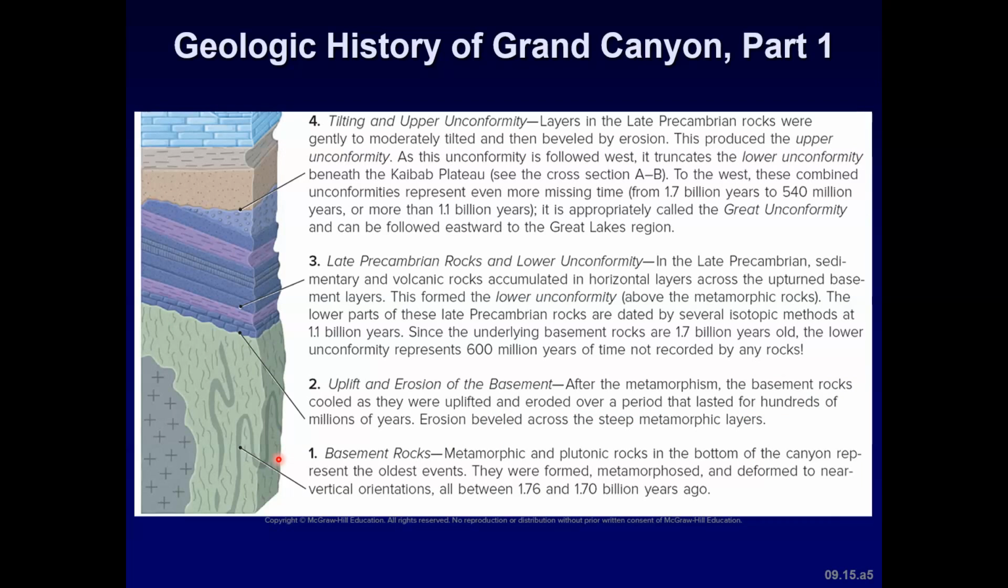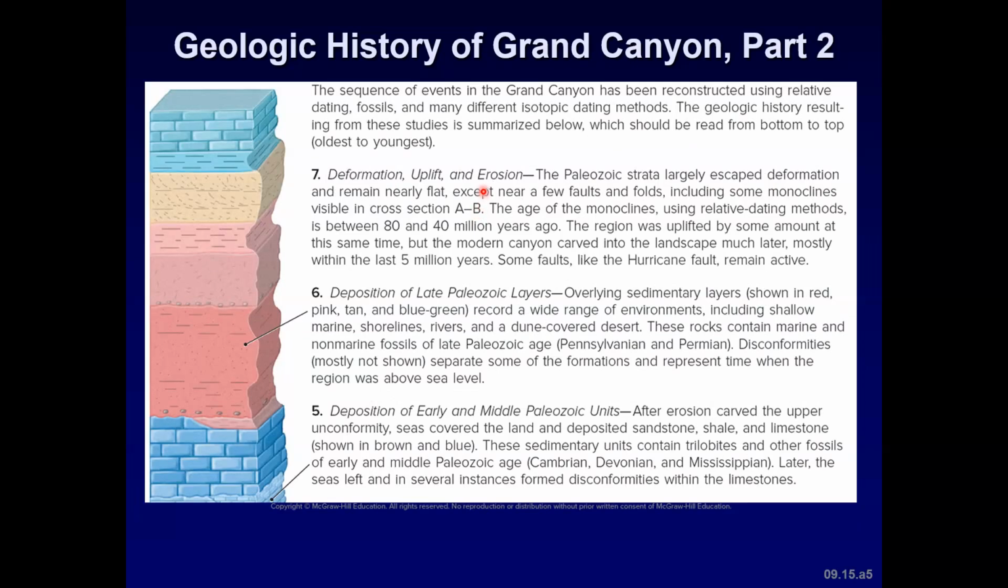Kind of summarizing what I said before, I like to start at the bottom with the first event. You've got your basement rocks, and then there was uplift and erosion of the basement, followed by deposition of late Precambrian rocks and a lower unconformity, and then tilting and an upper unconformity. Leading into part 2. On top of that, you'd have deposition of early and middle Paleozoic units, because seas now covered the land and deposited sandstone, shale, and limestone. Has some nice fossils in that.